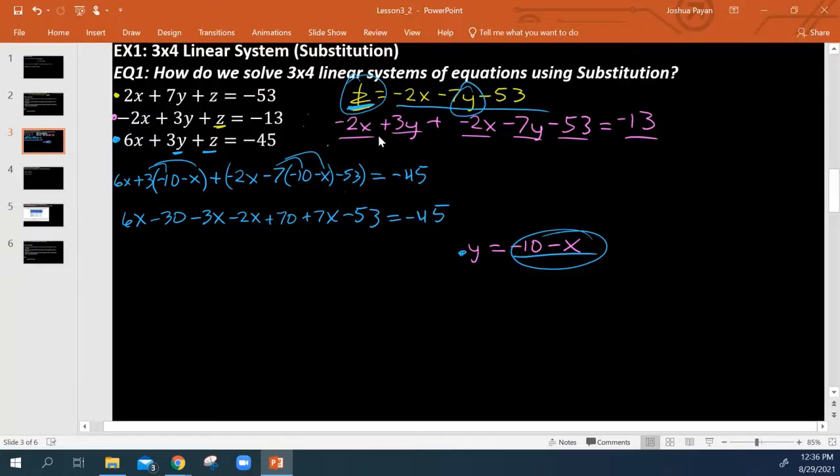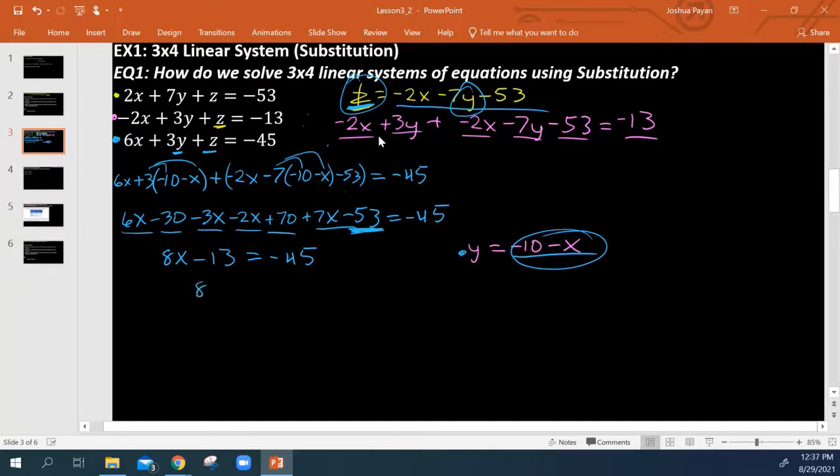So again, keeping organized, I'm going to start combining like terms. So 6 minus 3 minus 2, so that's minus 5. So 6x minus 5x, that's going to leave me with just 1x plus the 7x, so I have 8x total. Negative 30 plus 70, well, that's 40. 40 minus 53 is negative 13 equals negative 45. Okay, so I've accounted for everything.